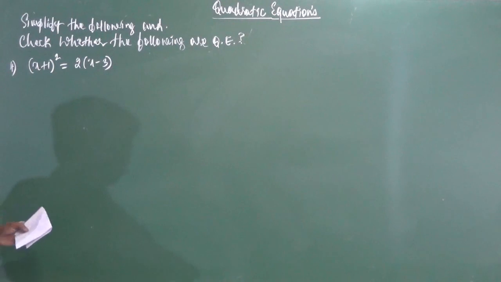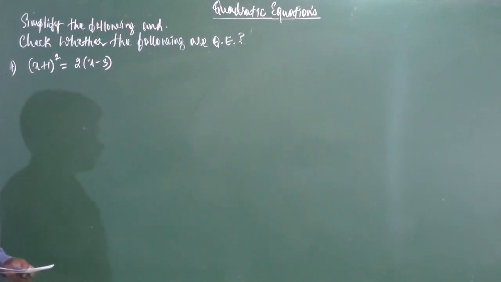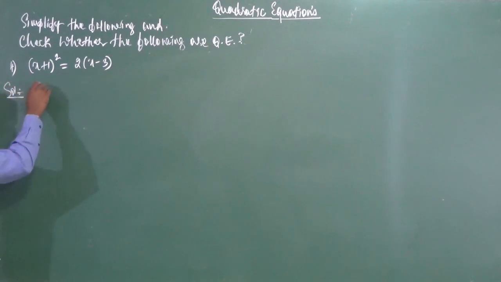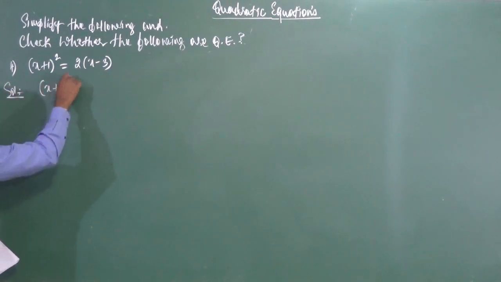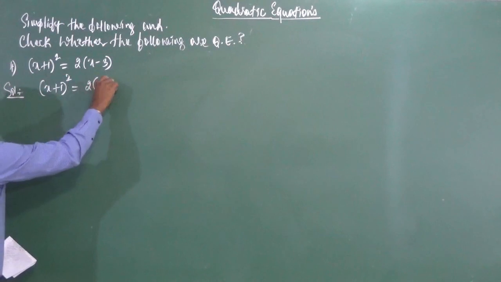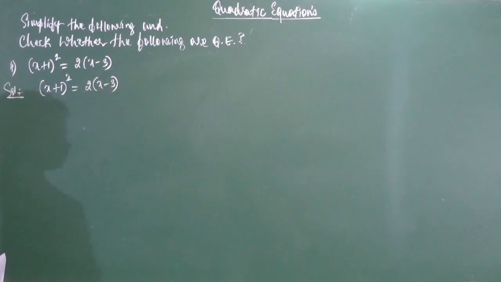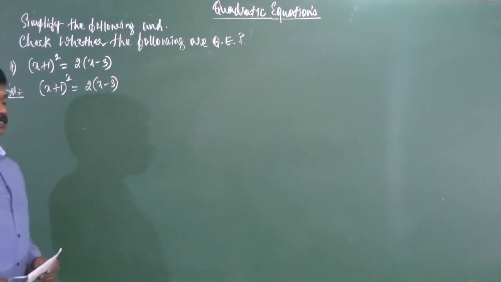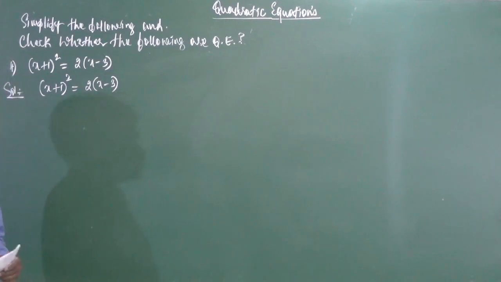X plus 1 whole square is equal to 2 into x minus 3. Very important. Let us get into this. So x plus 1 whole square is equal to 2 into x minus 3 is the given equation. You have to simplify this and then we have to check whether it is a quadratic equation or not.